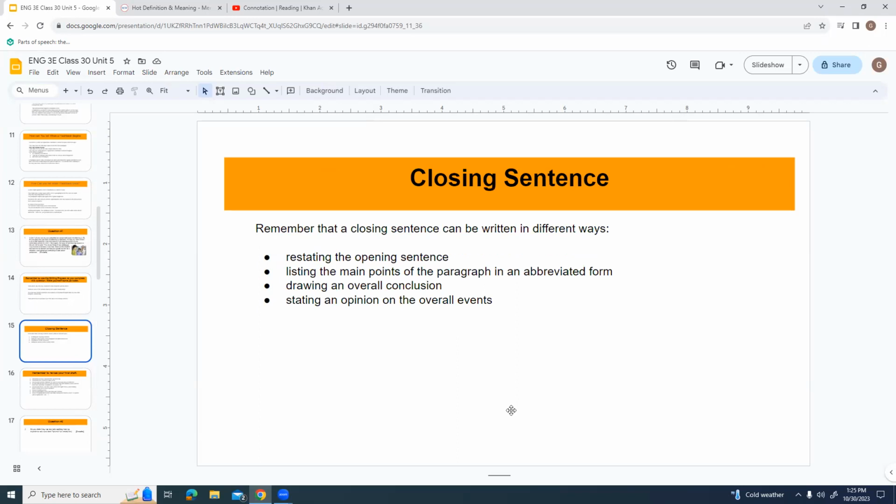Remember that a closing sentence can be written in a variety of ways. You can restate the opening sentence. You can list the main points of the paragraph in an abbreviated format. You can draw an overall conclusion. And sometimes people will state an opinion on the overall events.